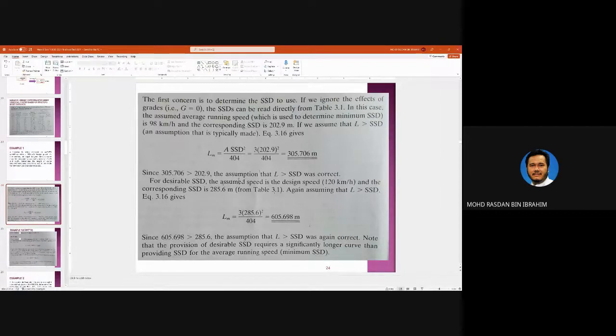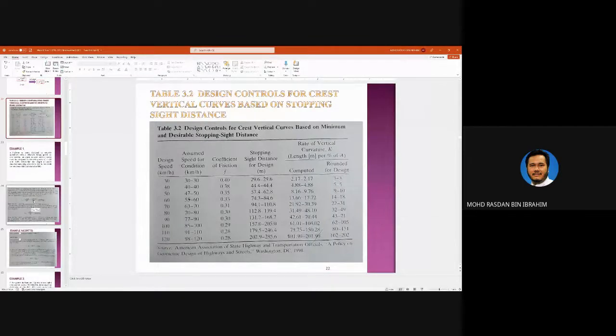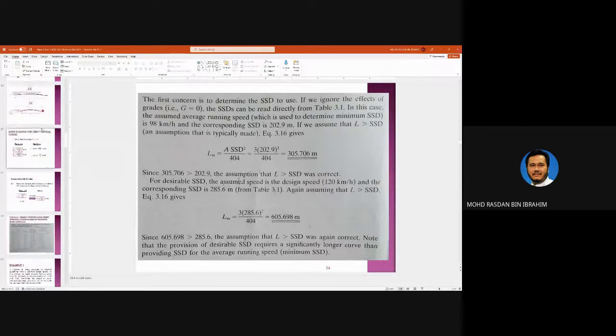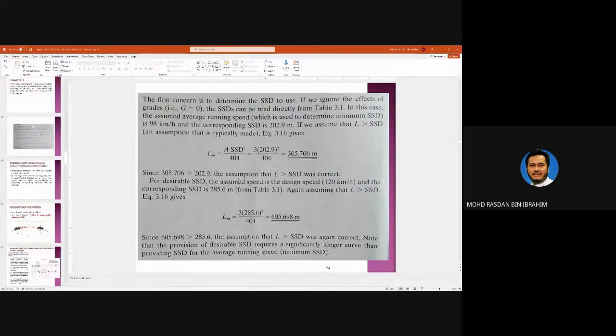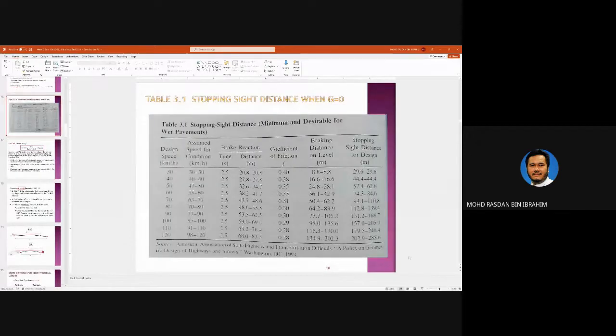So now, the corresponding SSD. Where is it? Are we looking at the right table? Table 3.1, this is table 3.2. Where is table 3.1? Okay, this one. So for 120 kilometers per hour, SSD here is 202.9 minimum, desirable 285.6.